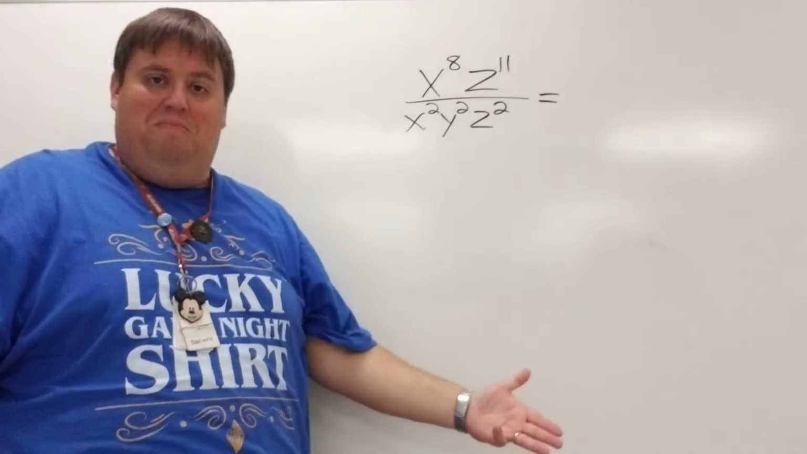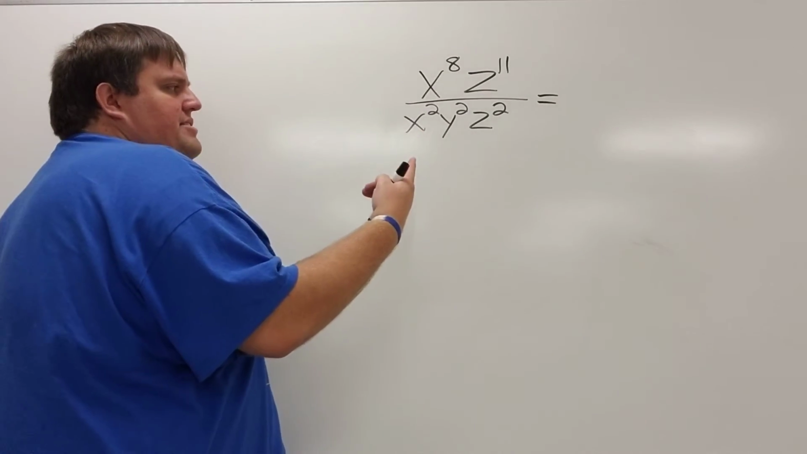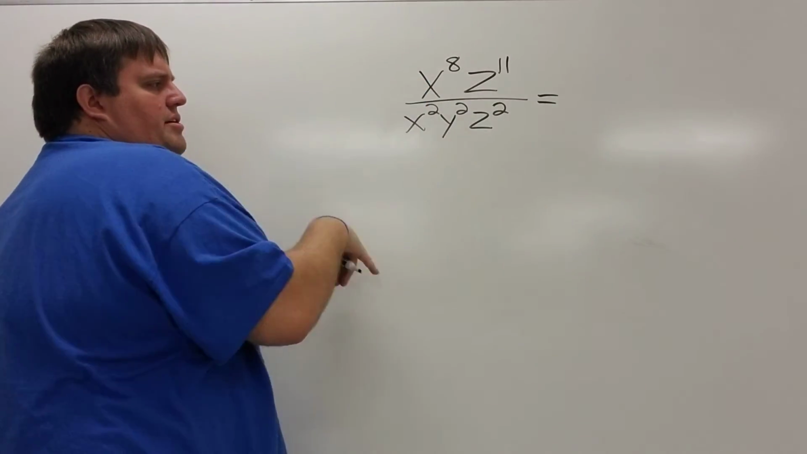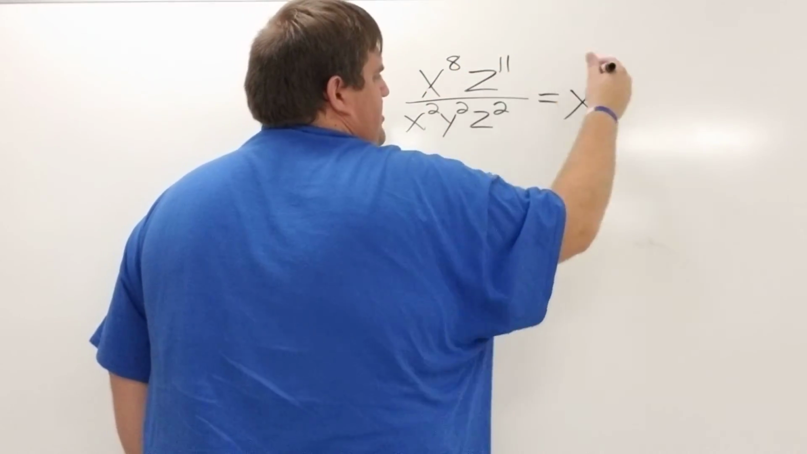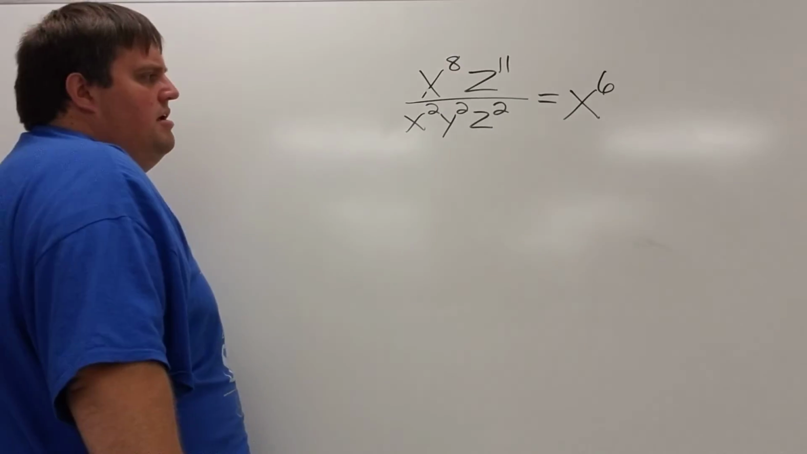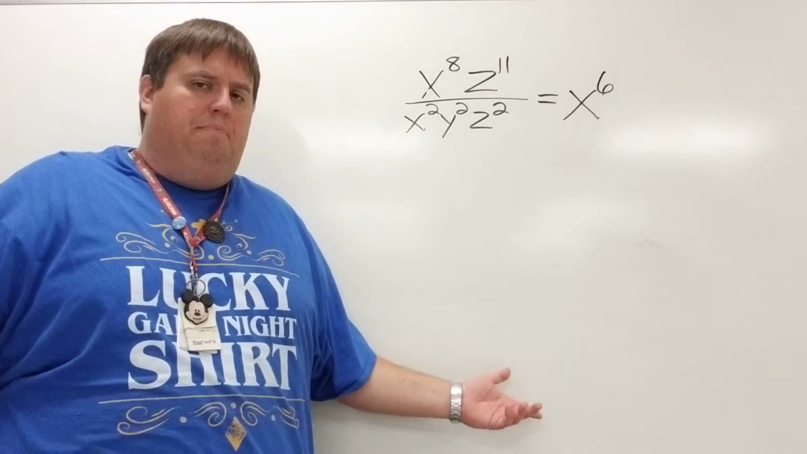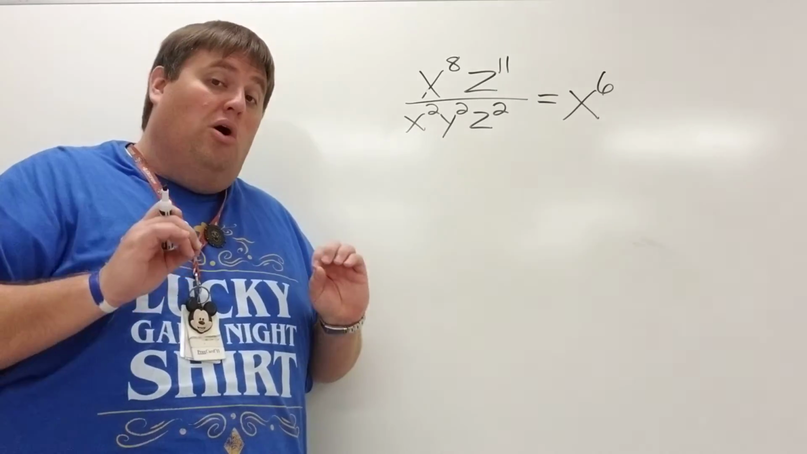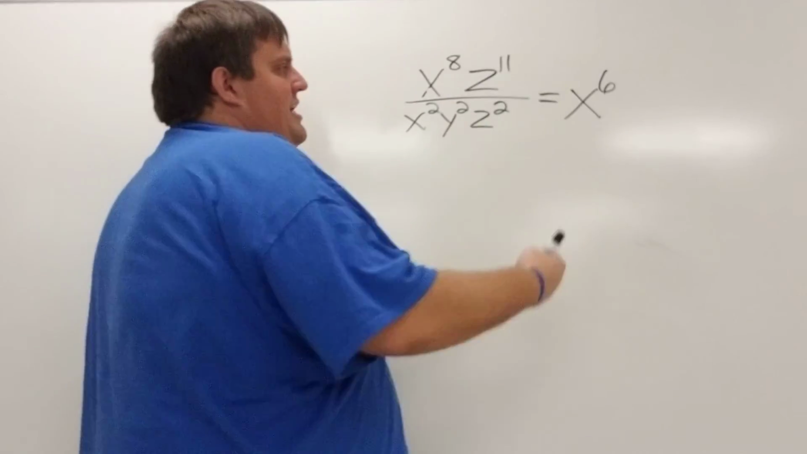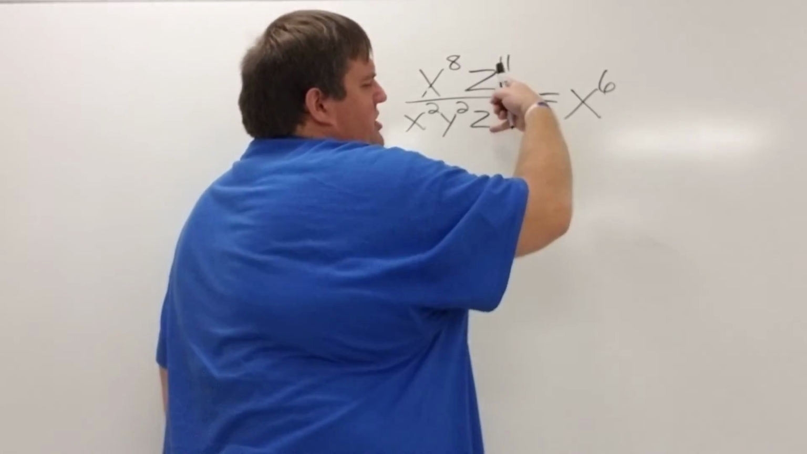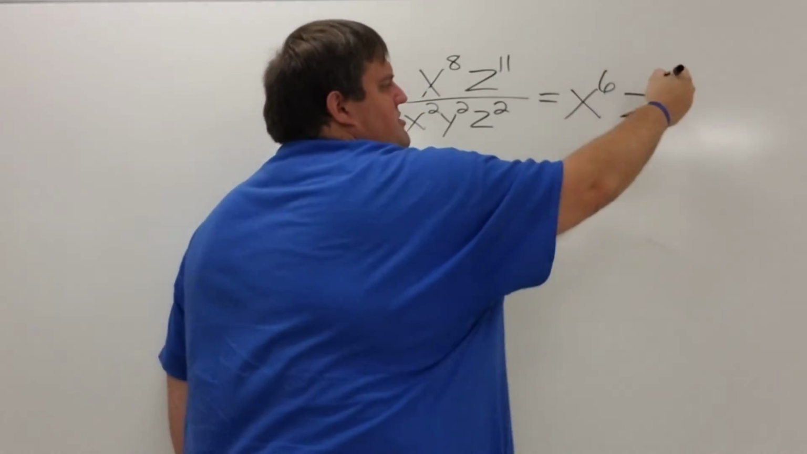Yeah, this is a good one. People get tricked by this one. Okay, check out the stuff that has the same base. The x's do, I can use the division rule. Keep the base. 8 minus 2 is going to give me 6 x's. Notice that the y's don't have one on the top and bottom. They don't match up. So we don't use the rule with y. Let's keep going to z. Here's one on top, here's one on bottom. We're dividing them. They're both the same. So we keep the base. 11 minus 2 is going to give me z to the 9th.